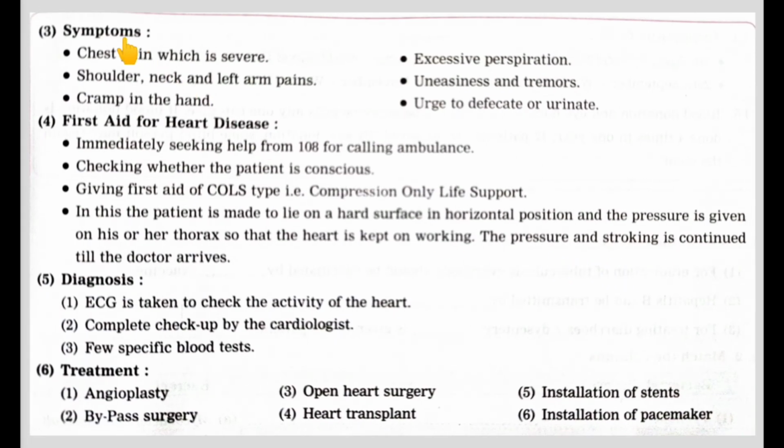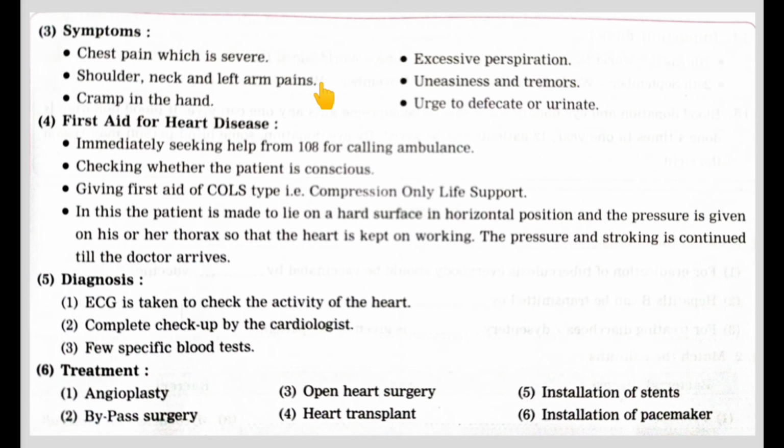Then what are the symptoms after heart attack? Chest pain which is severe. In case of heart attack, severe chest pain is there. This chest pain is not normal, it is a severe chest pain. Then shoulder, neck and left arm pains.